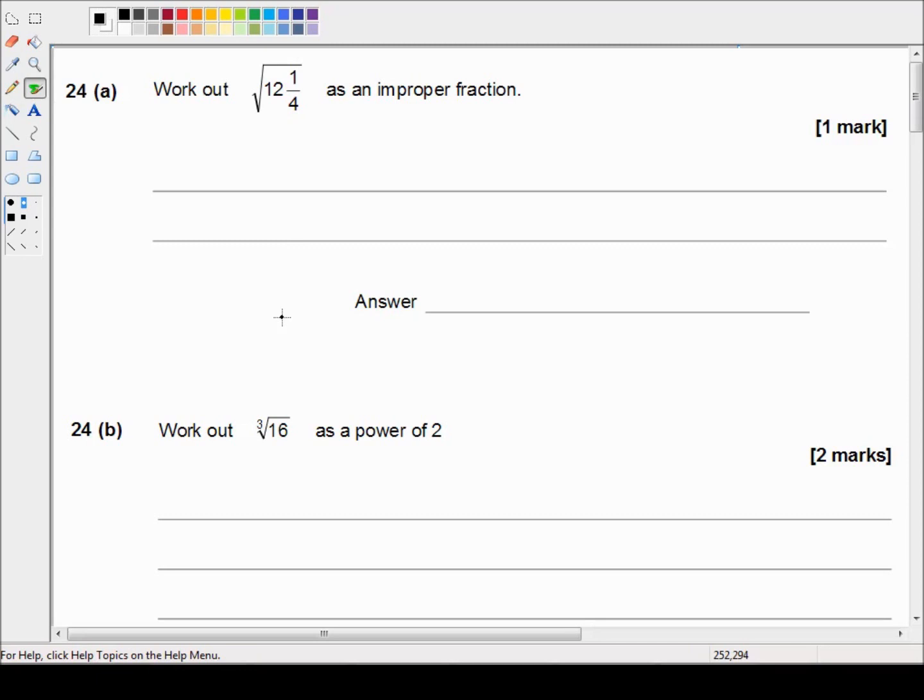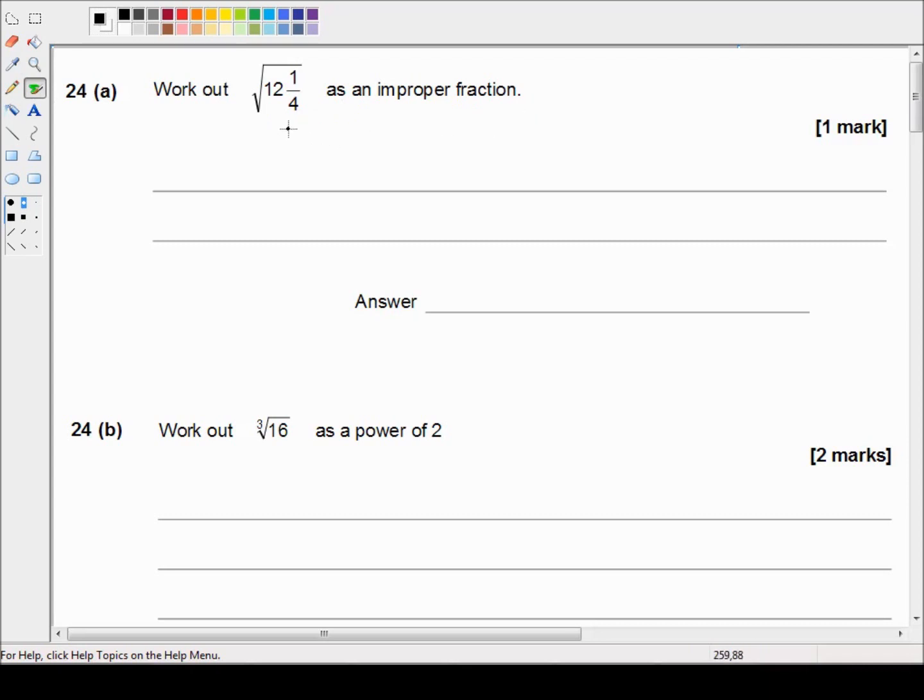In this video we're looking at the AQA 8300 series of past papers. This is the May 2017 first paper in the higher tier. It's a non-calculator paper and we're picking up in question 24. Now 24a says work out the square root of 12 1/4 as an improper fraction.